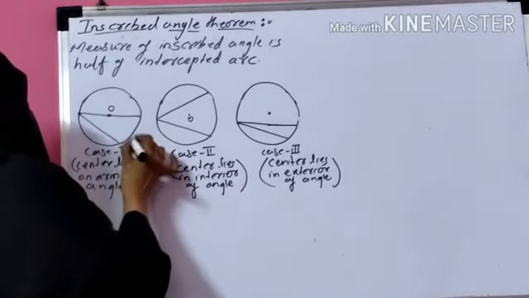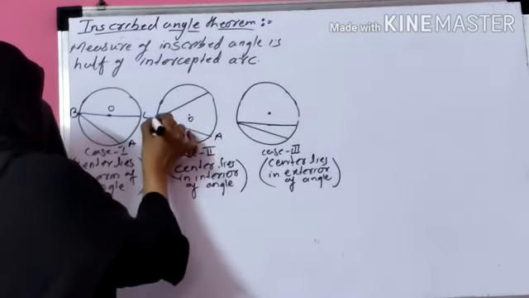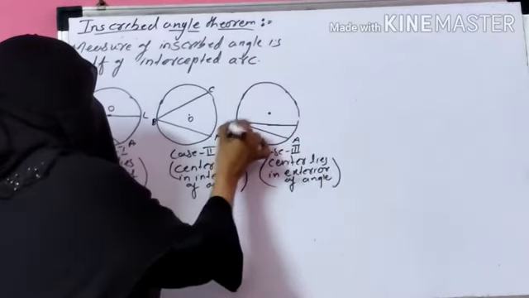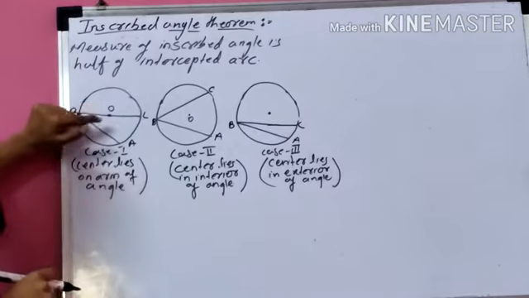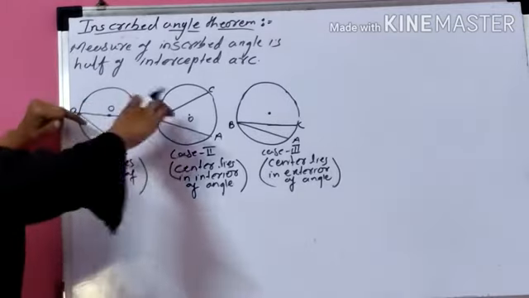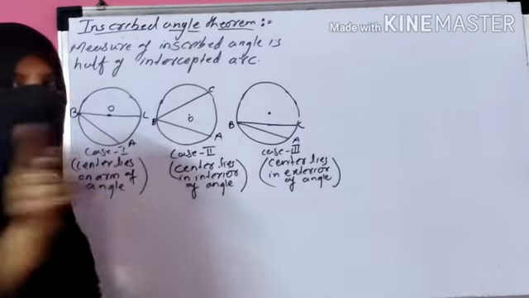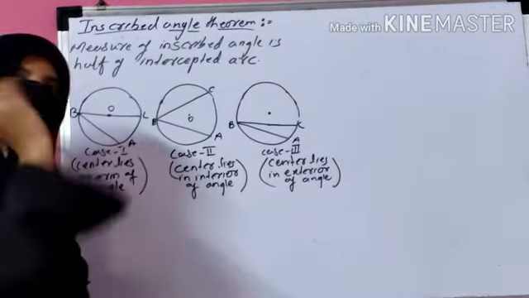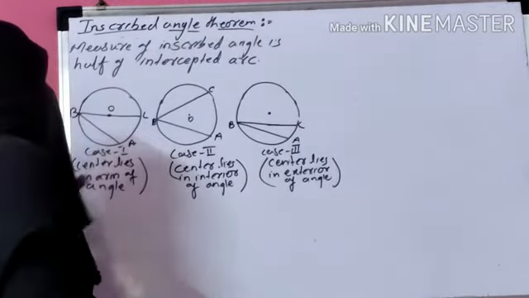Suppose your inscribed angle is ABC. Here, case 1: the center lies on the arm of the angle. Case 2: the center lies in the interior of the angle. And case 3: the center lies in the exterior of the angle. Okay, so this is your diagram.